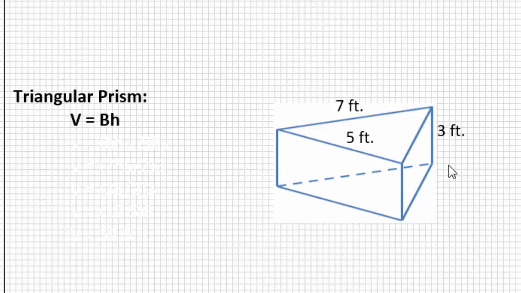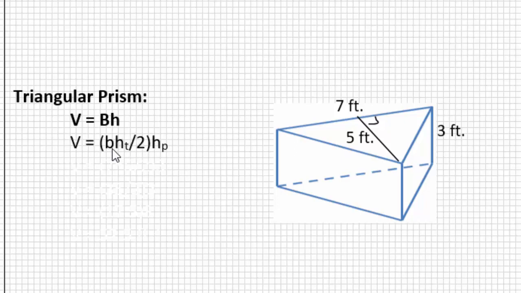Well, this triangular prism is called a triangular prism because of the triangular faces that give it its name. We first, to find the capital B, need to find the area of this triangular face. And then we'll multiply that by the height. So here's how we would do that.